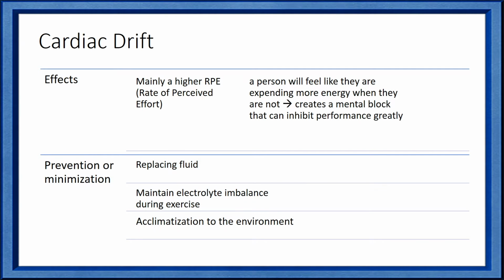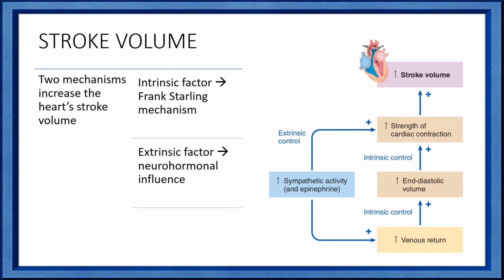At this stage, a person will feel like they are expending more energy than they actually are. This may create a mental block and inhibit one's performance. To prevent or minimize this effect, fluid replacement, maintenance of electrolyte balance, and acclimatization to the environment are important. Next is the stroke volume.